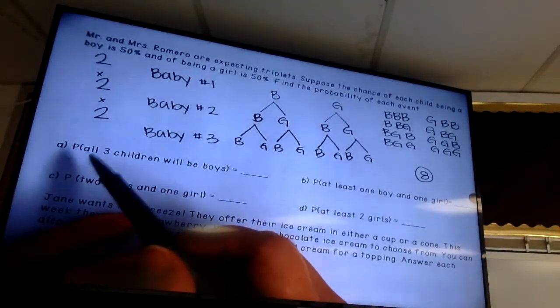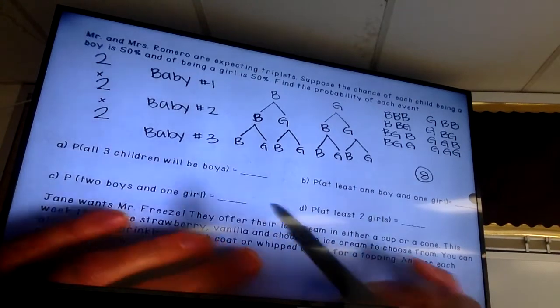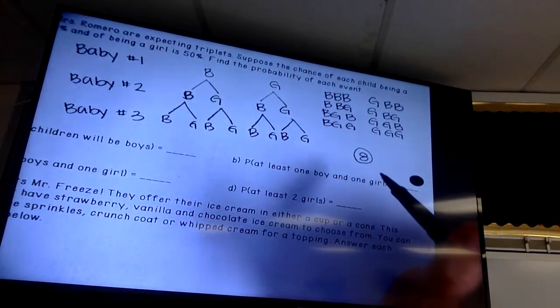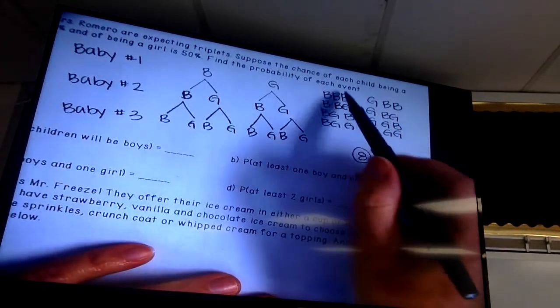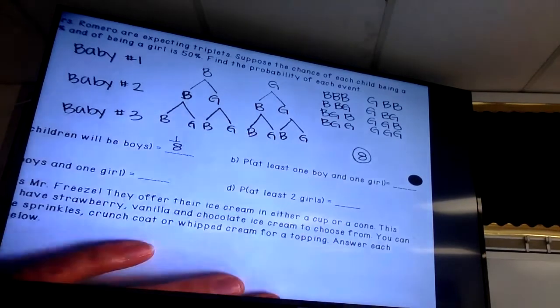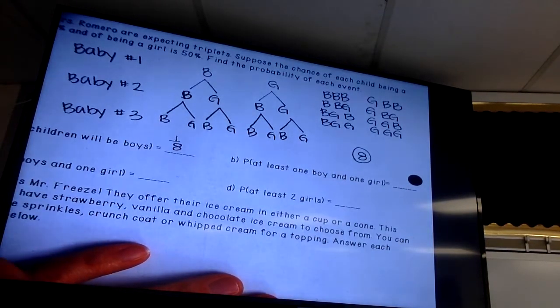So then I read the question. Probability all 3 children will be boys. So I come over here to my sample space and find how many times that BBB comes up all the way across. That only happens 1 out of the 8 different ways. So there's a 1 in 8 chance that all 3 babies will be boys.